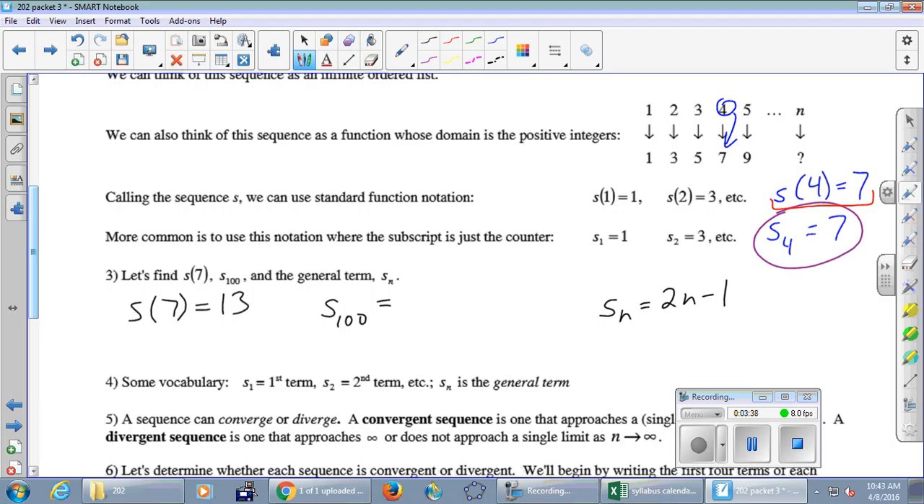Okay, well, that's one example. Let's just check one more. Does 3 go to 5? And you plug 3 in for n. You get 6 minus 1 is 5. All right, I'm convinced. Chris, how did we get this magical formula here?